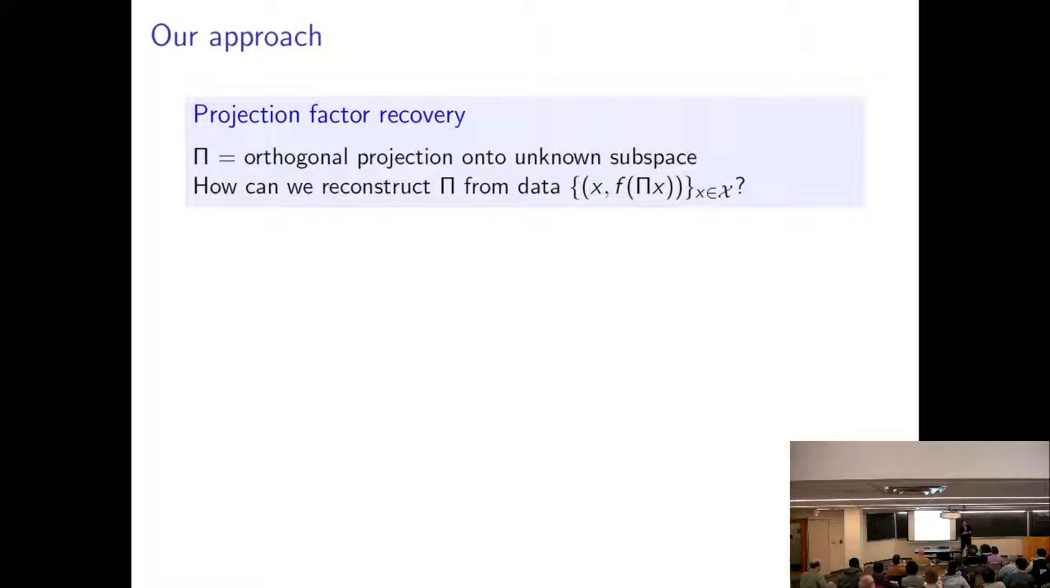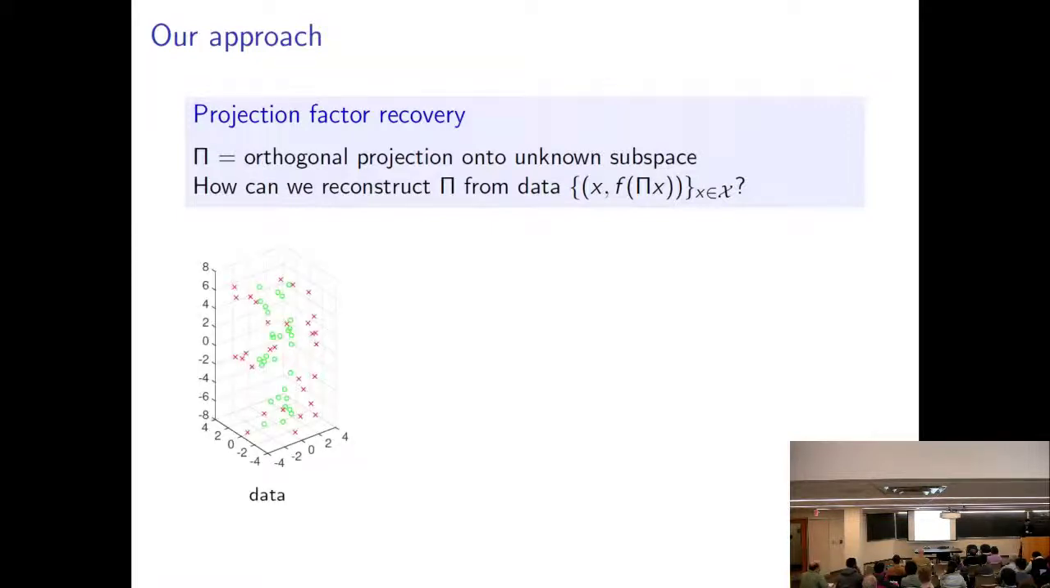I'm given a bunch of data. There's a promise that it's possible to do compressive classification by projecting onto some subspace and then classifying. I need to figure out what the samples ought to be. Okay? Compressive classification with projection factor recovery. So let's do projection factor recovery.